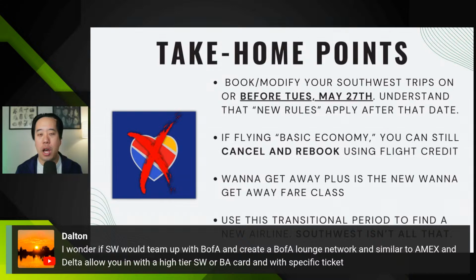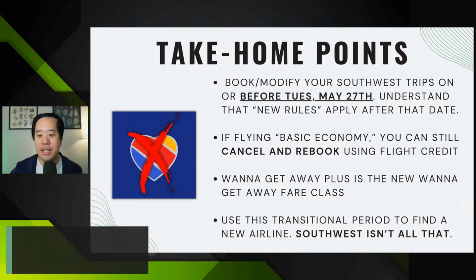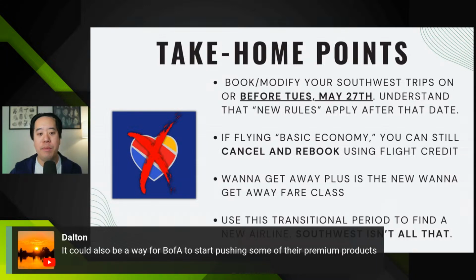As you can see with the other lounge networks, it takes years and years and years for that to build up. And so I would not even expect to see a Southwest lounge in the next 2 to 3 years, and that's if they started today. So there's a lot going on, but it would also be nice for Bank of America to have a lounge situation. They do have that Premium Rewards Elite card with Priority Pass that should also, by the way, still include Priority Pass restaurants, although I haven't tried that recently. So there's that. And Dalton says it could also be a way for Bank of America to start pushing some of their more premium products.